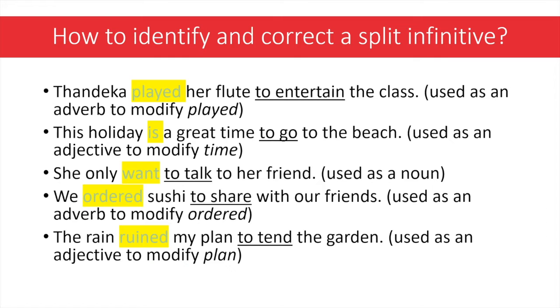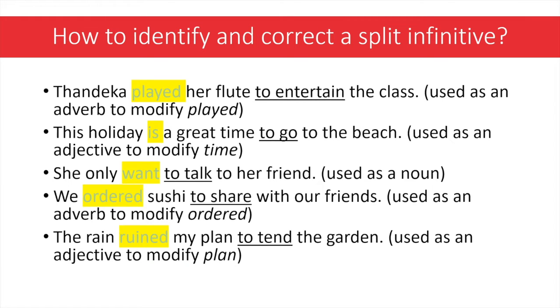Now, let's look at the following sentence. Tandeka played her flute to entertain the class. Right, now let's have a look at the actual sentence. The word played is my main verb. It is the finite verb. If I just say Tandeka played her flute, it makes complete sense, right? So that is not my primary verb.